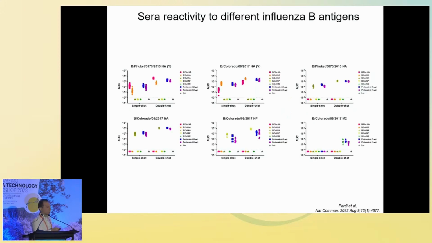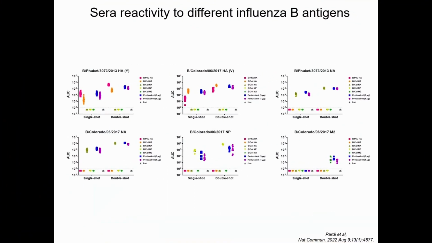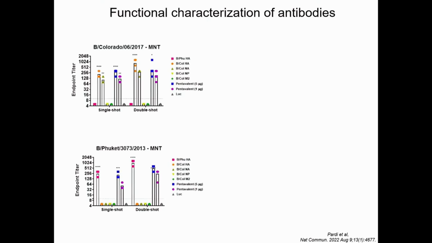Again, similar to the group 1 studies, we found that when we put together 5 different mRNAs, we can induce robust immune responses against each of them as measured by ELISA. And not surprisingly, when the animals received the second vaccine dose, the antibody titers were significantly increased.